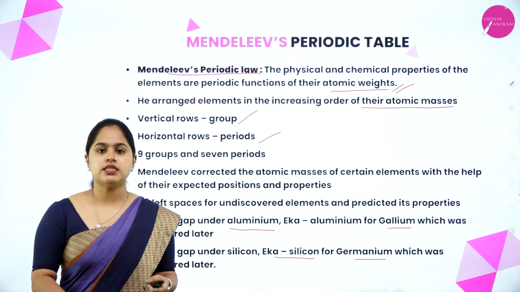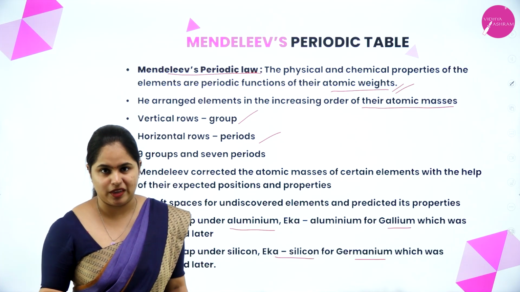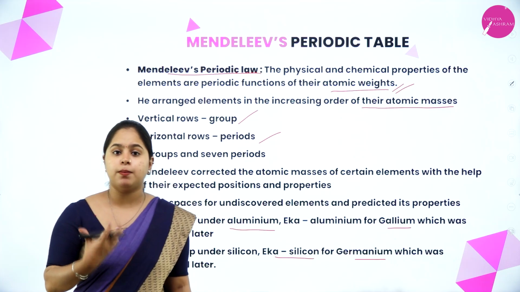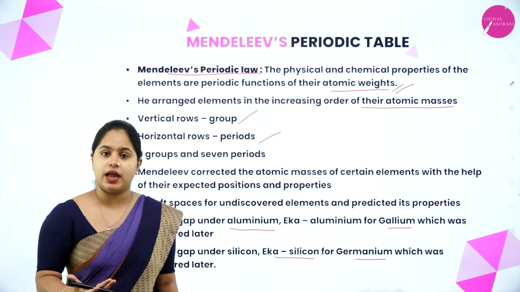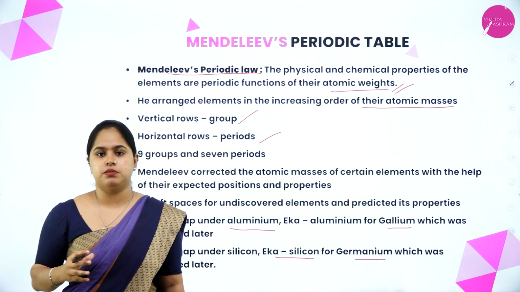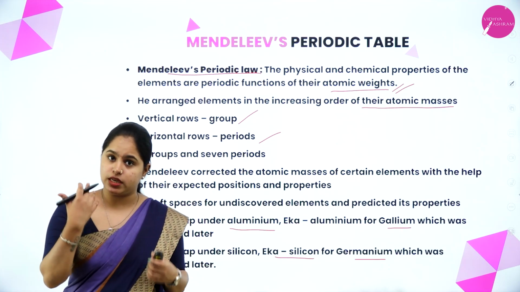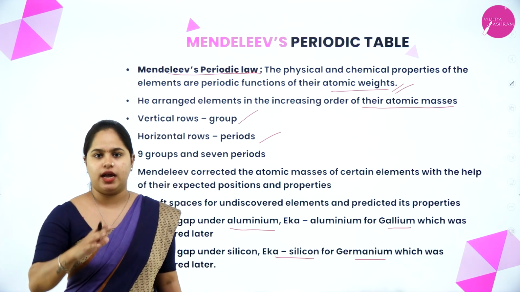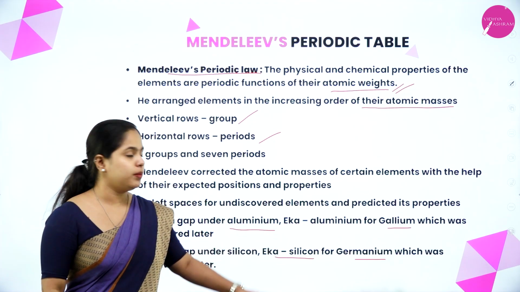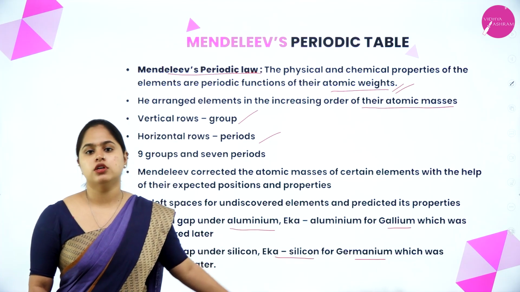That is, first, he was able to arrange elements in the increasing order of their atomic weights, and he was able to predict the properties of the elements which were not discovered at that time. He left some gaps in between so that the elements could be included later, and he was able to predict the properties beforehand itself. So Eka aluminium was discovered later, that is gallium, and Eka silicon, germanium.